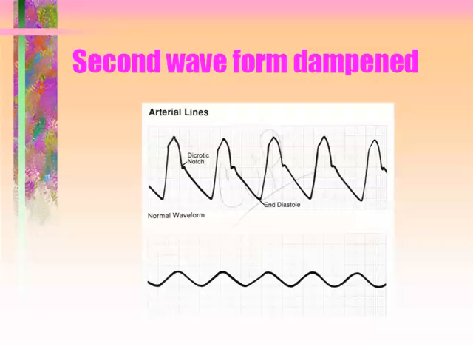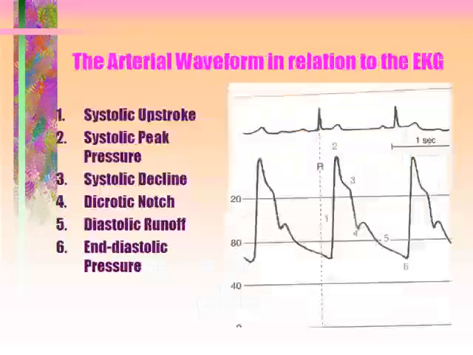Now, you can get really involved looking at your arterial waveform, and they get very determined as to what's going on. You've got a systolic upstroke, a systolic peak pressure is number 2. Number 3 is your systolic decline, 4 is the dicrotic notch, 5 is your diastolic runoff, and 6 is your end diastolic pressure. Basically, we're concerned about number 1 and number 6.